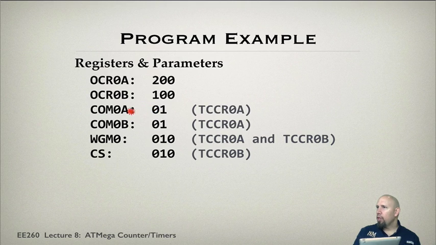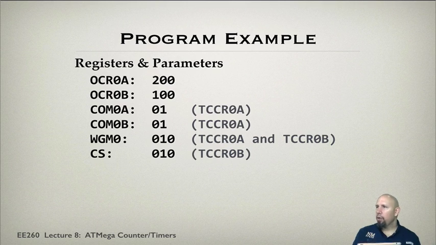So to set it up in the mode that we want, here's the COM for A. Here's the COM for B. Those are the control bits that we need to set. And then here's the waveform generation mode bits. These bits are in this register TCCR0A. This bit is in TCCR register B. And then these 2 bits are in register A, and these 3 bits are in register B. So that's where all of these bits are located.